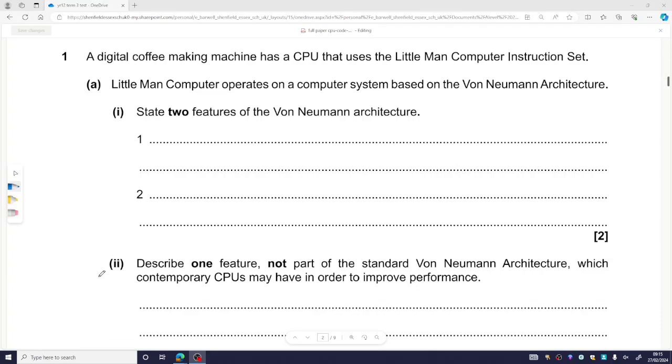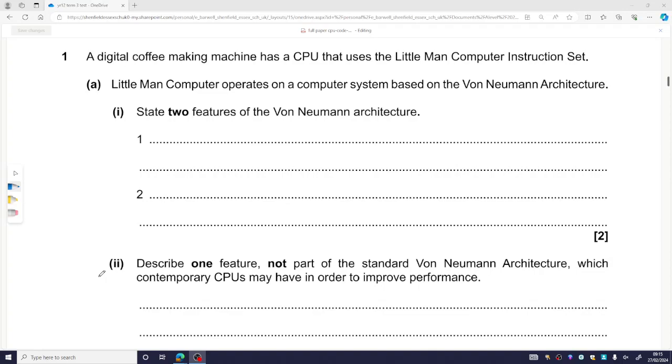Okay, so question 1 about CPUs. You will constantly get asked about von Neumann and Harvard, talking about what's the same about them and what's different about them. Now this question basically just says describe what von Neumann is. Then there's loads of things that you can write.